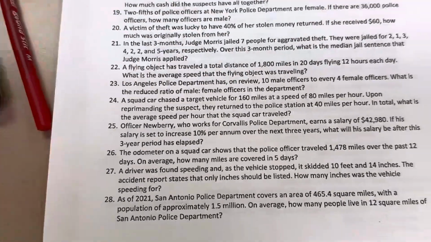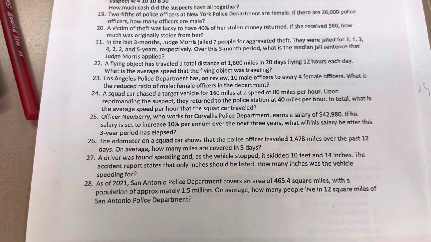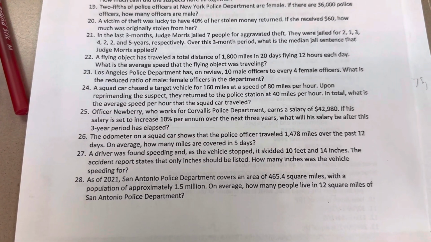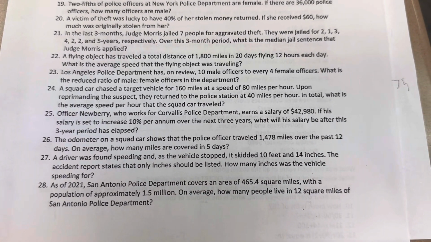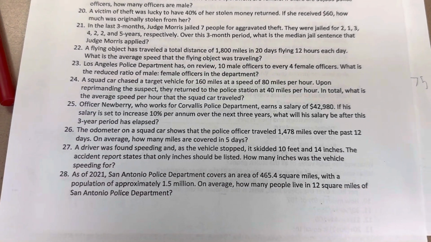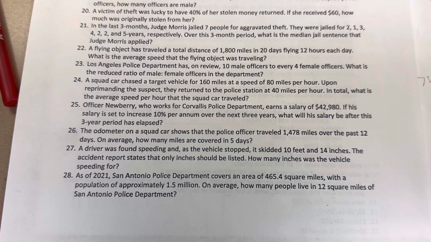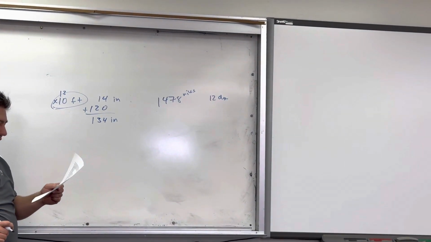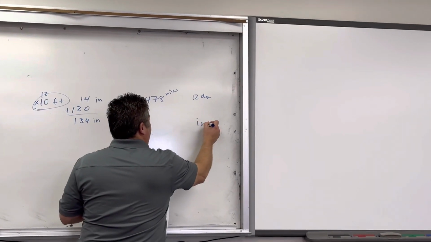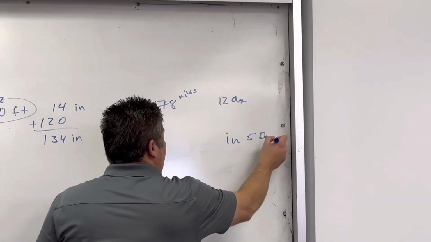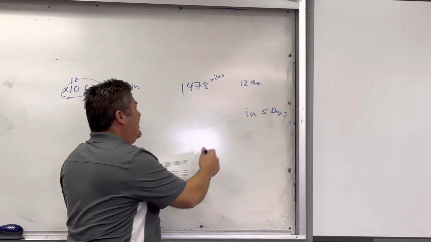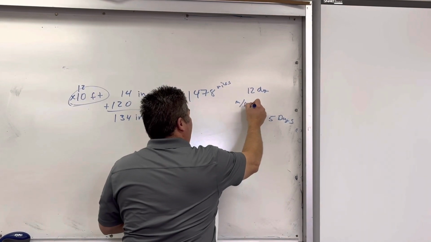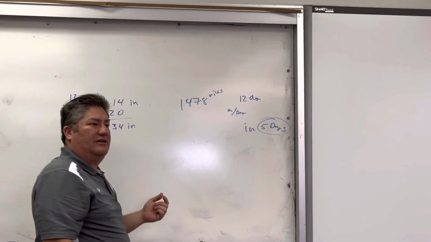Okay, it says the odometer on a squad car shows that the police officer traveled 1,478 miles over the past 12 days. On average, how many miles are covered in 5 days? Again, this is a two-way problem. I'm going to find out how many miles per day I'm traveling, and then I'm going to multiply by 5 days.